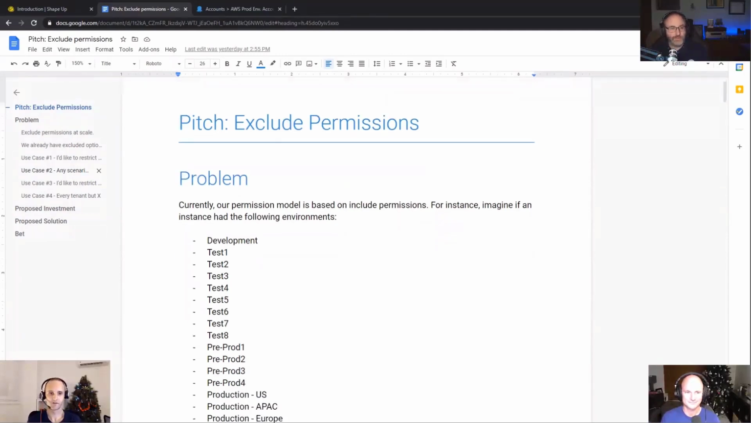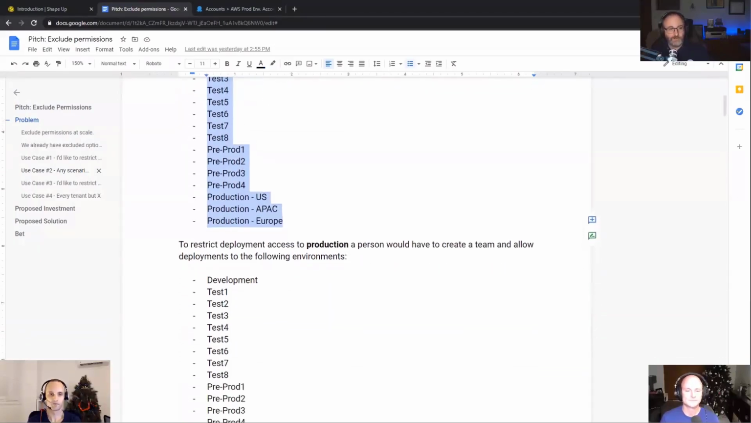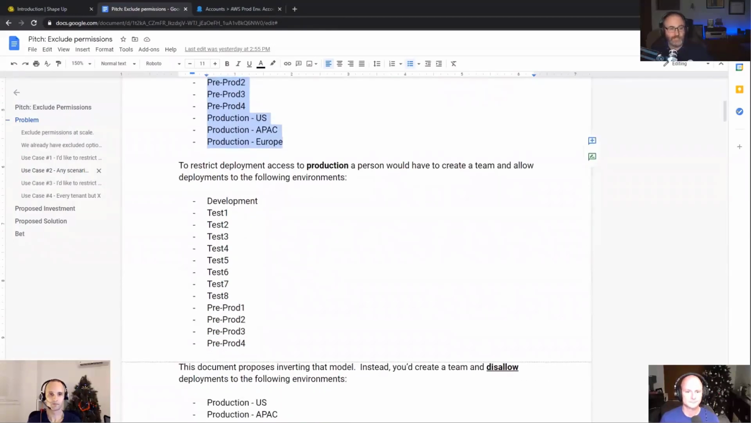So what this problem wants to solve is how we do our permission model. So right now our permission model is really based on include only. So for example, let's pretend for a minute that we had all of these different environments in our Octopus Deploy instance. If we wanted to restrict access to production, a person would have to create a team, and they'd have to go in and add all of these environments and say, this team has access to deploy to these environments, which worked out okay, assuming we never add another environment and assuming we'd only have to create one team. And that makes things a little bit trickier. And from a maintenance point of view, as you start scaling out and as you start growing.